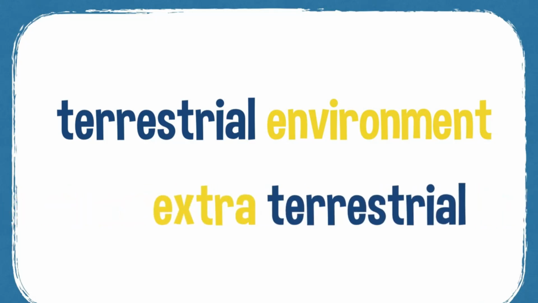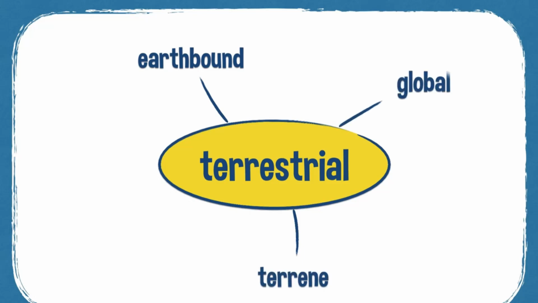Another common collocation is the term extraterrestrial, which is a life form from outside of Earth, from beyond the Earth. So if there is life on Mars or elsewhere in the universe, it's extraterrestrial. Synonyms: earthbound. Terrene is quite a rare word. I don't see it very often. And global.